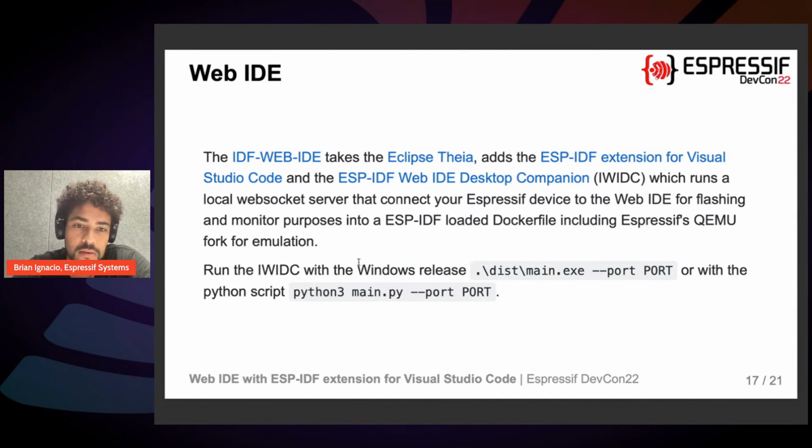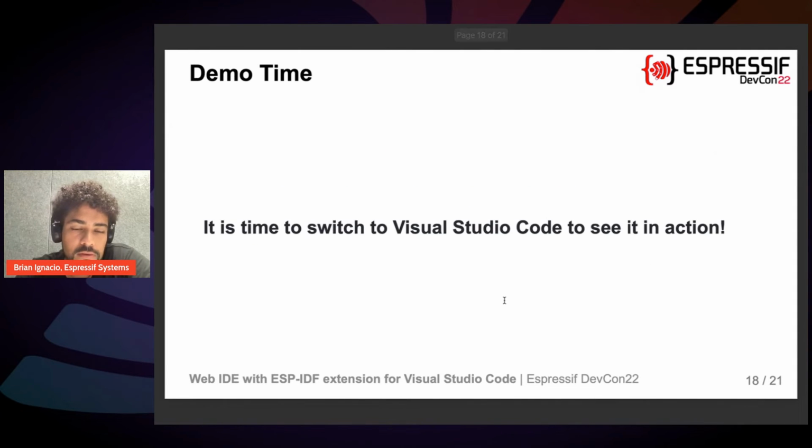And for the desktop companion, we have also provided a release in the IWDC. There's a release for Windows here, which you can use if you want just an executable for Windows, or you can just run the Python script, which is available in the source code here. For example, on Mac OS and Linux devices, you can just run the Python script. Okay, so it's time to switch to Visual Studio Code, but in our case, more directly to THEA, and see this in action.